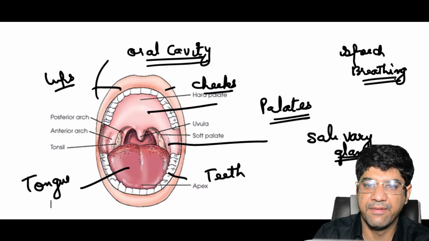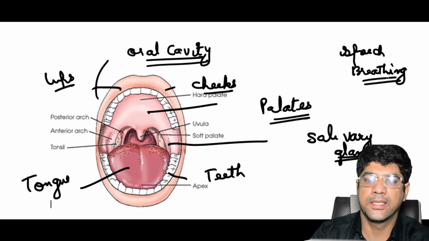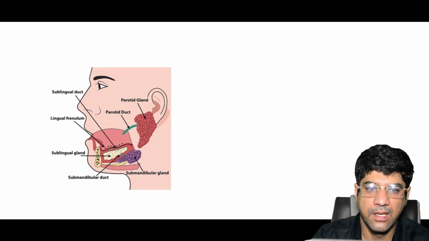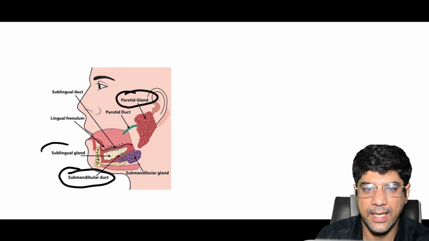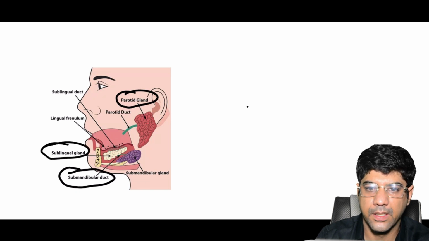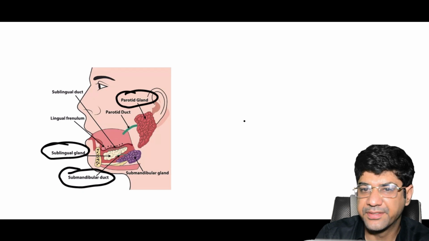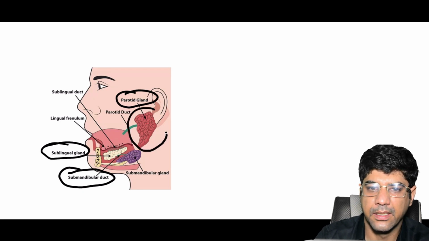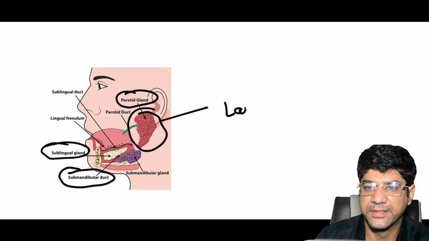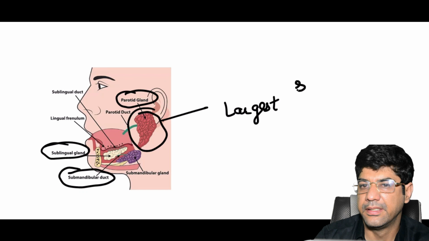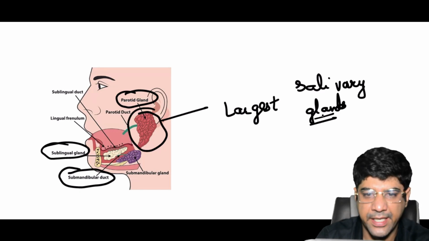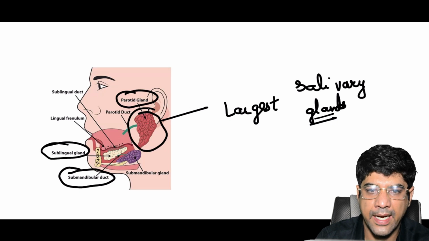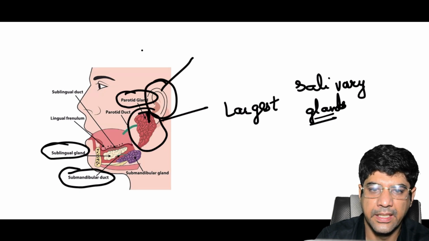Now let us talk about the salivary glands. Can you tell me the three pairs of the major salivary glands? Yes, they are the parotid gland, the submandibular gland, and the sublingual gland. Which gland is the largest salivary gland? It's the parotid gland. Next, where is it located? At the side of the face.